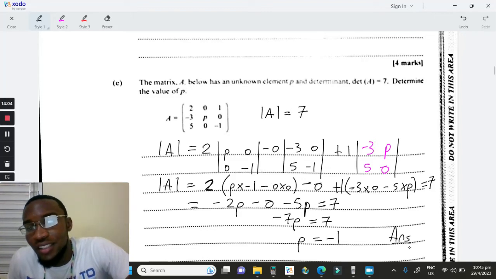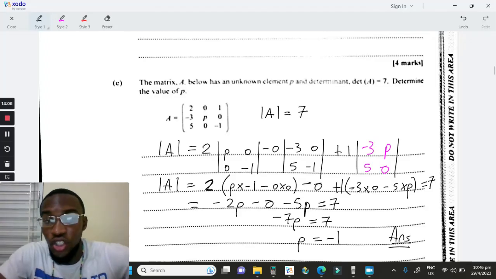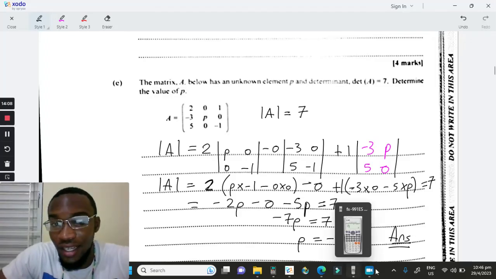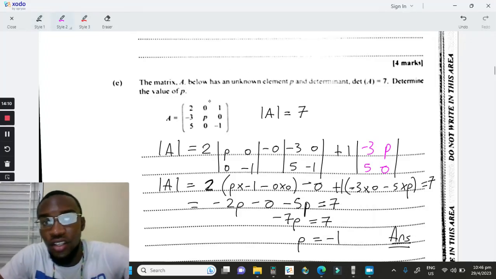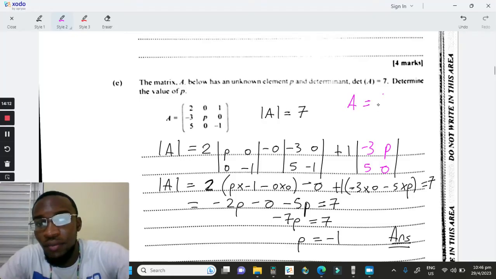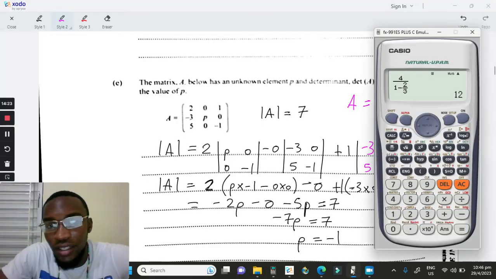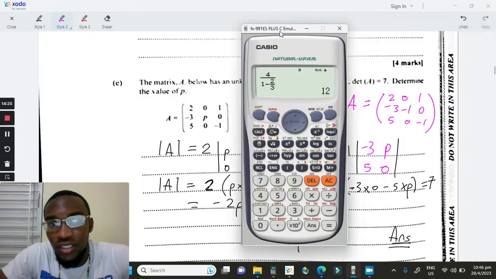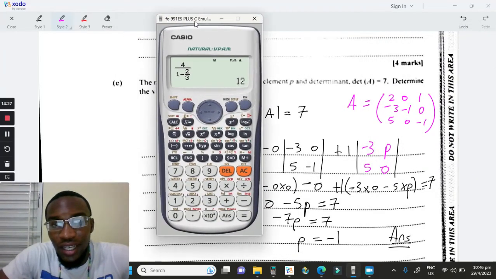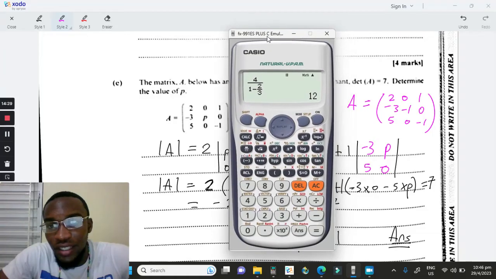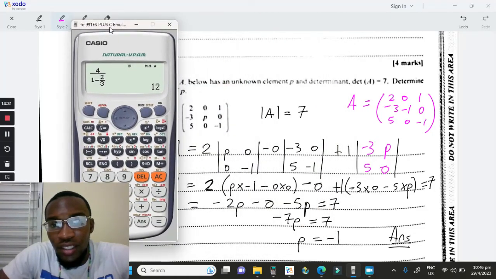That's our answer. Now, guys, I strongly recommend getting one of these calculators. Look at it, because the new matrix then is 2, 0, 1, minus 3, minus 1, 0, 5, 0, minus 1. Now look what I'm going to do. I'm going to evaluate the determinant of that matrix. That's what I love about this calculator. We're going to evaluate and see if we get the determinant should be 7 when p is negative 1.